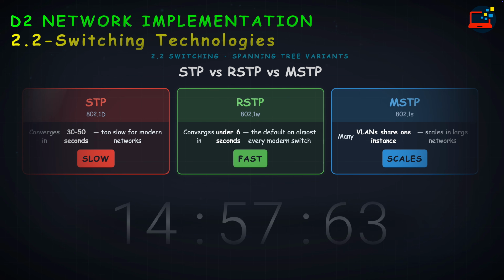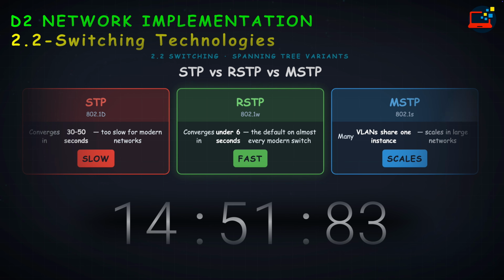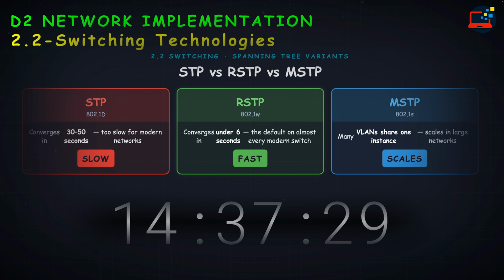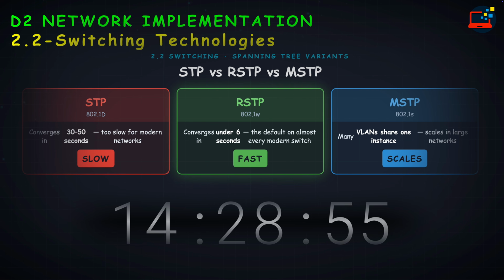Original STP, defined in 802.1D, takes 30 to 50 seconds to converge after a topology change. That's too slow for modern networks. RSTP, Rapid Spanning Tree Protocol, defined in 802.1W, converges in under 6 seconds and is what runs on almost every modern switch by default. MSTP, Multiple Spanning Tree Protocol, lets multiple VLANs share a single spanning tree instance, which scales better in large networks. The exam wants you to know STP is slow, RSTP is fast, and MSTP scales.